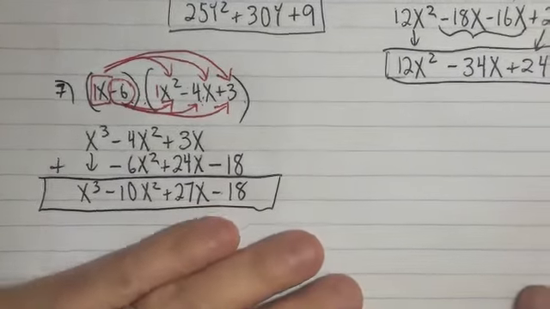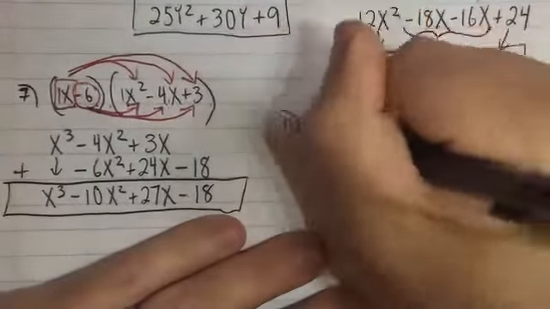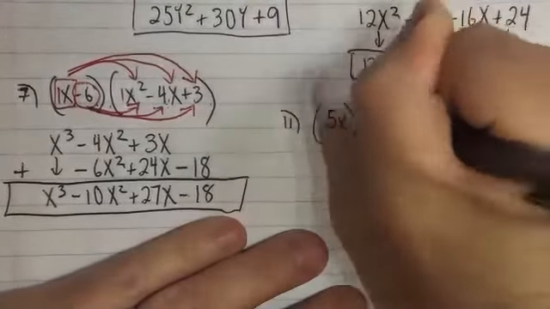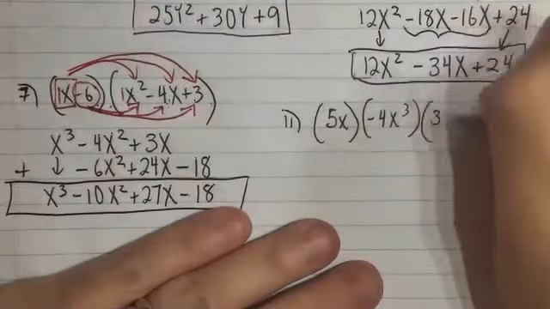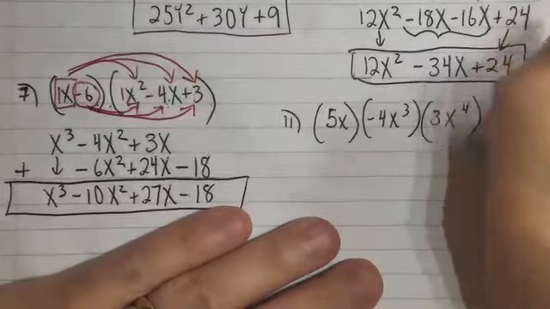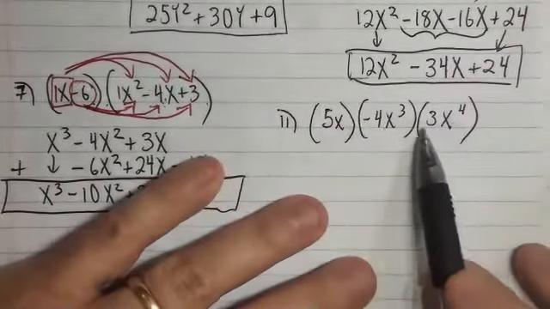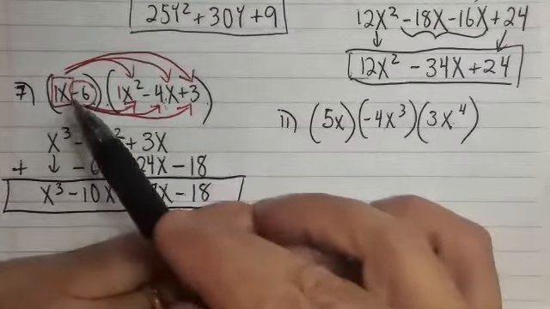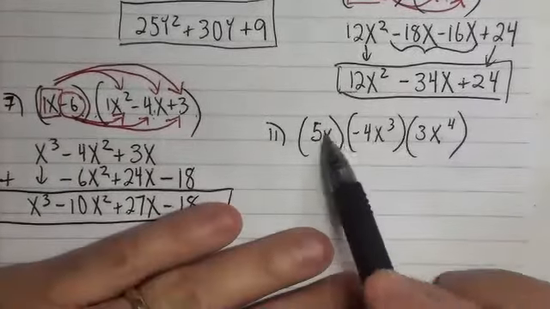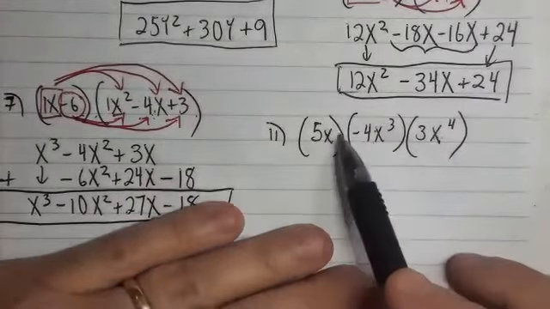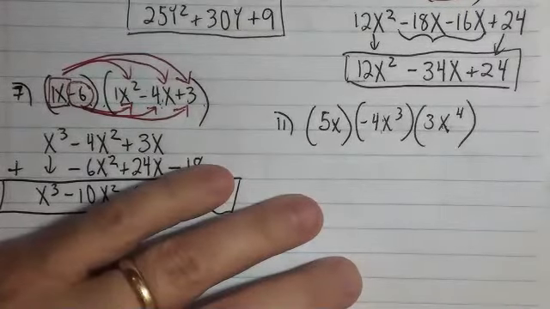Let's look at another one. This is actually number 11 from your homework. So what's happening here is all these three terms are being multiplied together. So remember when we had a binomial times a trinomial, binomial times binomial. What we have is monomial times a monomial times a monomial. Three single terms being multiplied together.